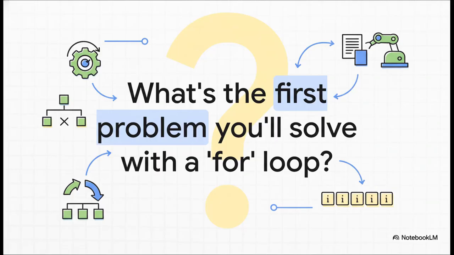So I'll leave you with this question. You now have this powerful tool in your coding toolkit. You understand the logic, you've seen the code. So what's the first repetitive, boring task you can think of that you could now automate with a for loop? Because when you start asking that question, that's when you really start thinking like a programmer.